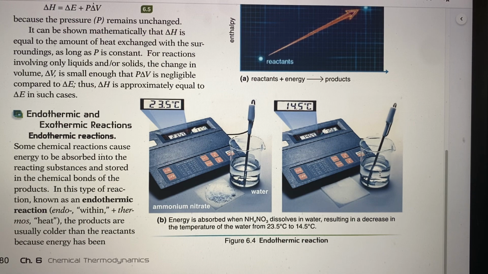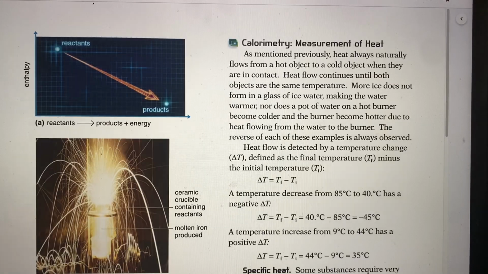Energy is absorbed. Here's the picture of what I was talking about, an endothermic reaction and how the energy is absorbed and then makes things colder. There's a picture of just what we described, because the temperature of the water drops from 23 degrees centigrade to 14. It goes down, it becomes colder. Whenever you have a colder reaction, you know it's endothermic, right? So let's go on to the next.